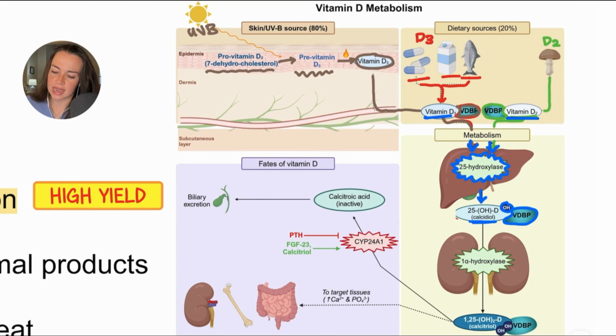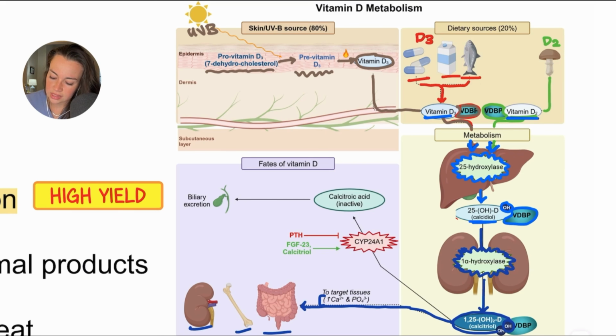The next step is the activating step. We're going to use another enzyme. This one is called 1-alpha-hydroxylase, and this is a very important enzyme that activates the calcidiol to calcitriol, doing so by adding a second hydroxyl group, now forming 1,25-dihydroxy vitamin D, calcitriol, and that's active. And this active vitamin D can go off to those tissues we were talking about before, like the kidney, the bones, and the gut, and it will increase calcium and phosphate in those target tissues.